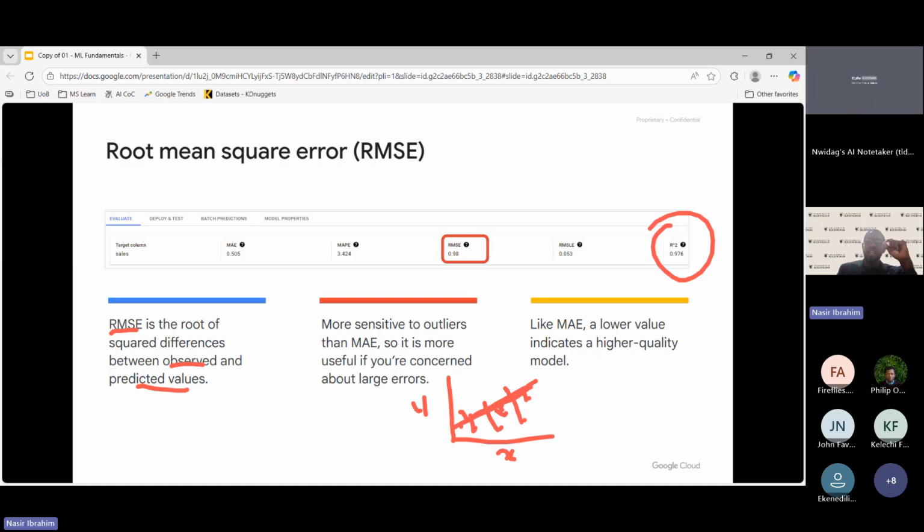If you have a small error, so if you have a line like this, which is closer to the points, you're going to have a lower error. Your root mean square error or mean square error will be lower than, say, a model that fits like this. So the smaller the error, the better your model is performing. Okay, so this is on regression problems.